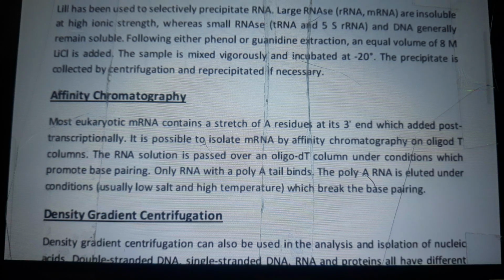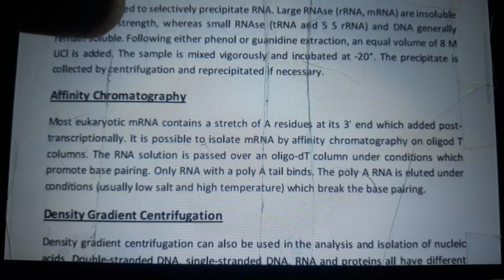Following either phenol or guanidine extraction, an equal volume of 8 M LiCl is added. The sample is mixed vigorously and incubated at minus 20 degrees centigrade. The precipitate is collected by centrifugation and reprecipitated if necessary.